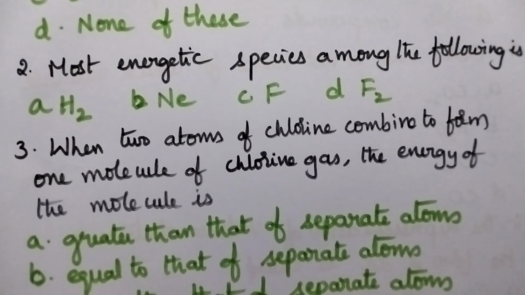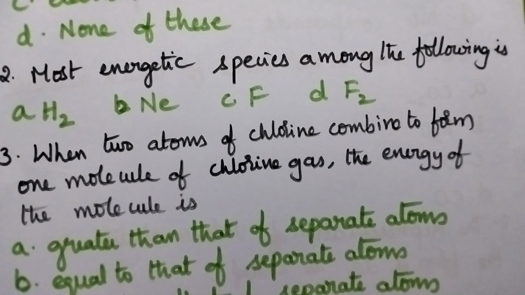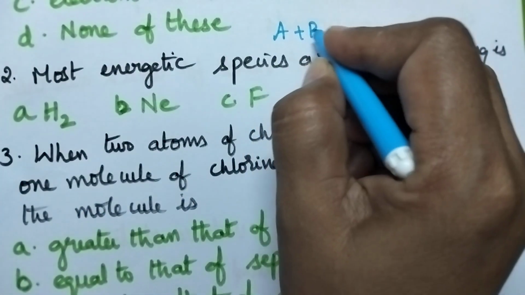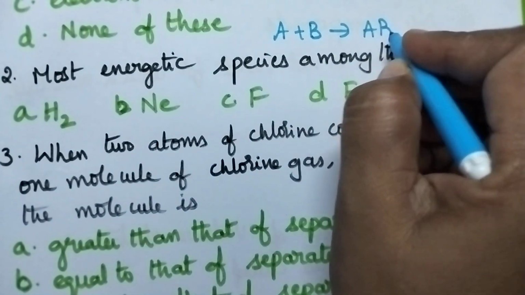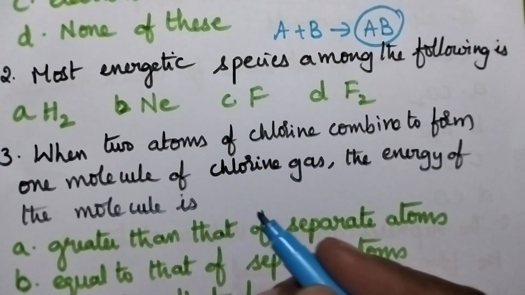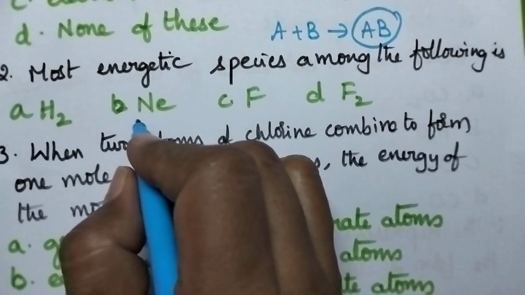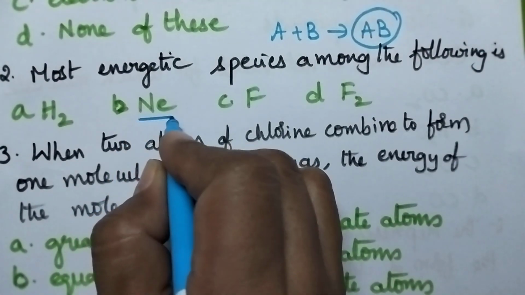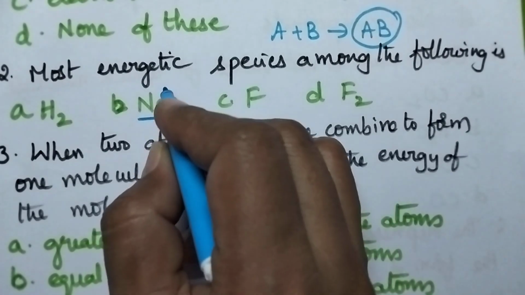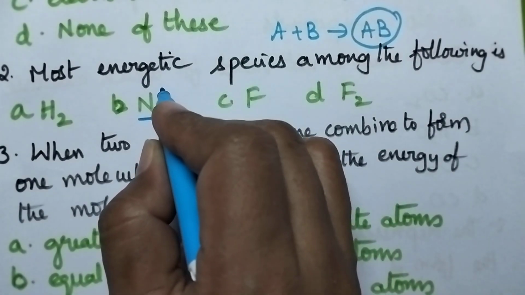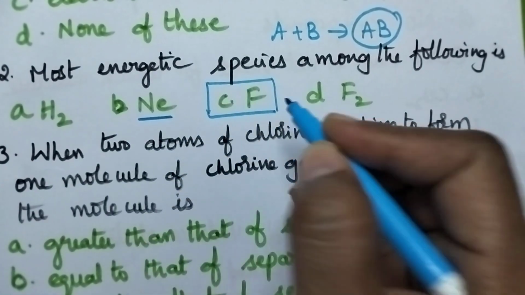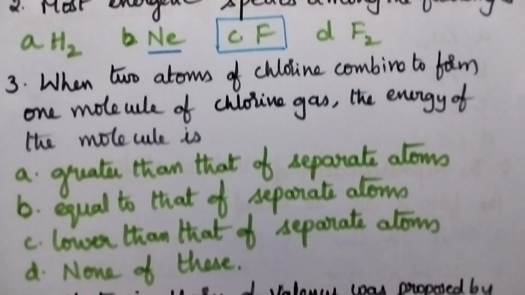Most energetic species among the following is. So just now we discussed, atoms always combine to form the molecules. So the molecules are more stable. So the most energetic species will be atom. And here the neon is the stable atom because it is an inert gas. So it will not participate in chemical bonding. So the most energetic species is fluorine atom. So option C is the right answer.